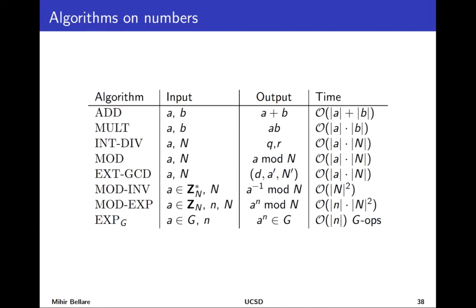We start with very simple things, integer addition and multiplication. There's no mod here, these are just standard operations. And we see something about their running time. For example, addition is a linear operation. Its running time is the sum of the lengths of the two numbers. Again, this returns the binary length. Multiplication is quadratic. Integer division is quadratic.